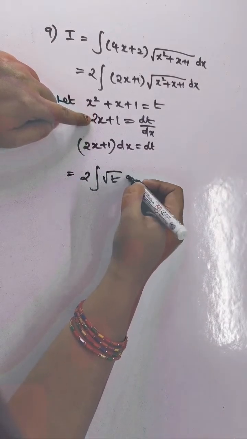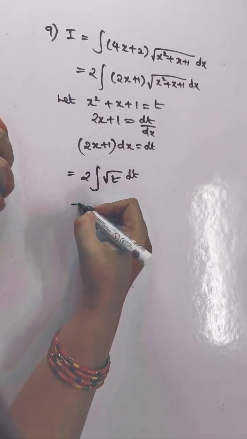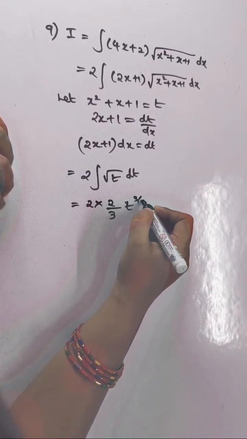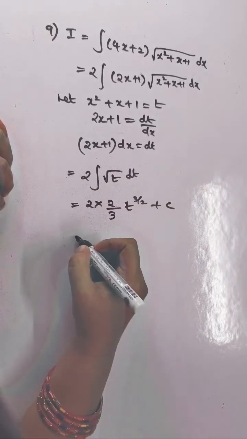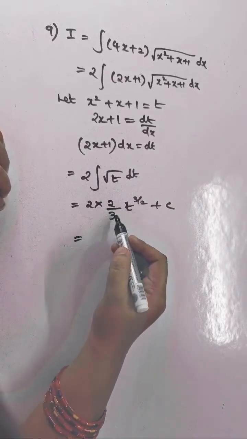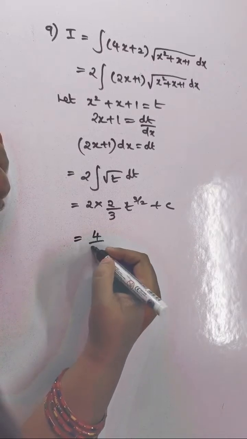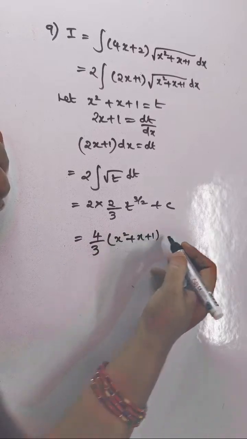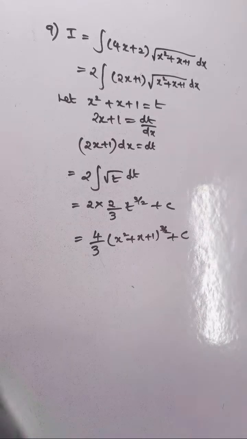So √t dt, we know it is t power 3/2, that can be written as 2/3 t power 3/2 plus c, and t you can replace with whatever we have substituted, and here you cannot cancel the terms. So it is 4/3 x square plus x plus 1 the whole power 3/2 plus c. This is the required answer.